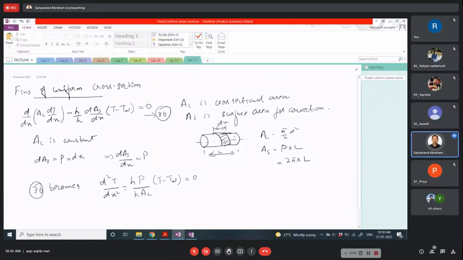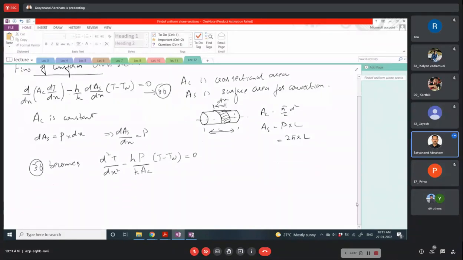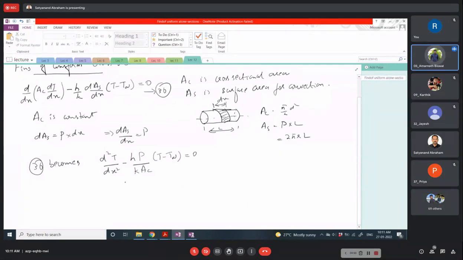So this is a very simple second order differential equation. Do you know how to solve this? It has a constant also here, hP by kAc into T infinity. So what all components will be there for solving this second order differential equation? Sir, particular solution and complementary solution, sir. Complementary solution, very good. So with the complementary solution as well as a particular integral, if you can find them, then you can do this.